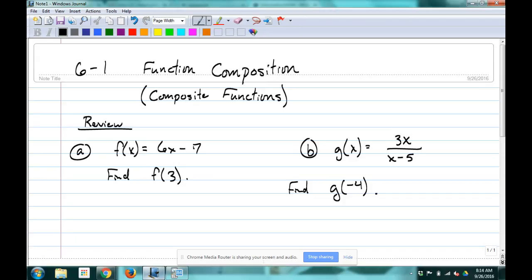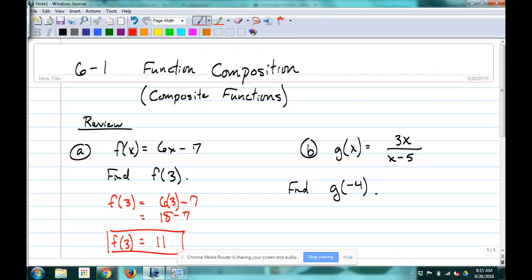So that's what these first two examples are talking about, function value. So how do we find f of 3 if f of x is 6x minus 7? Just plug it in for x. F of 3 would be 6 times 3 minus 7. That's what we're going to plug in. So that'd be 18 minus 7, which is 11. F of 3 is 11. So that really creates this ordered pair, 3, 11.